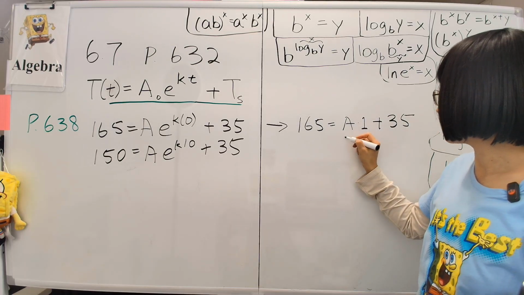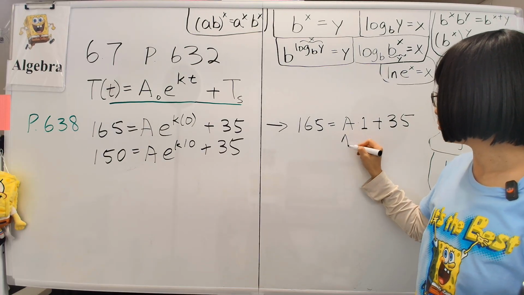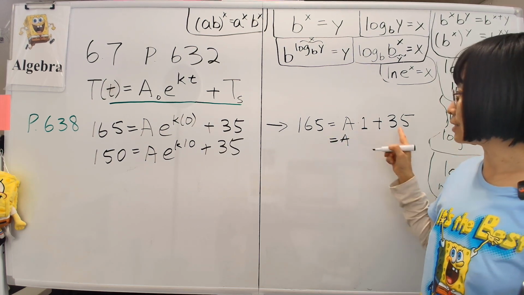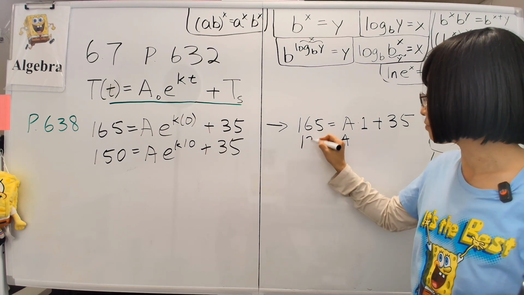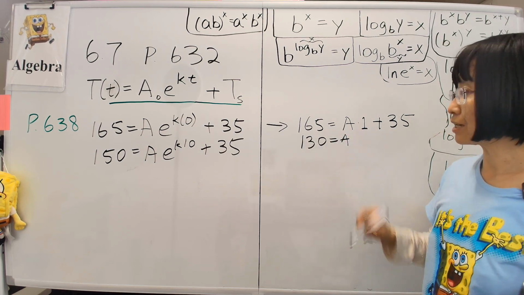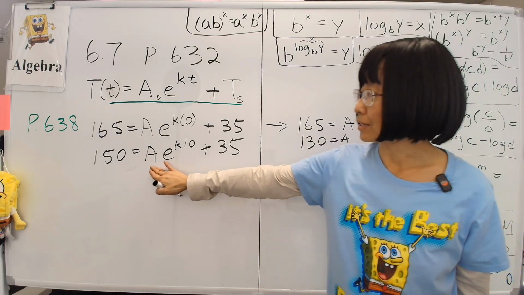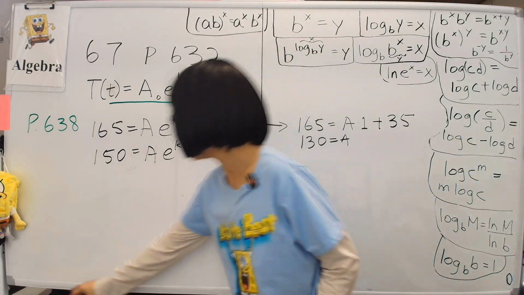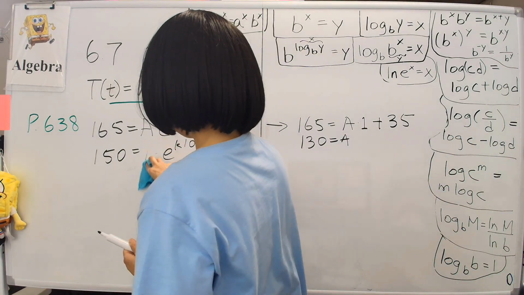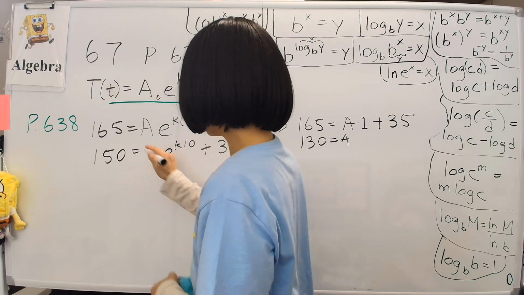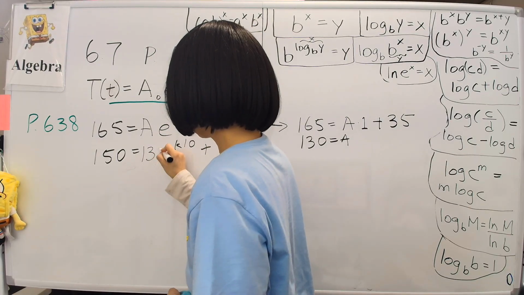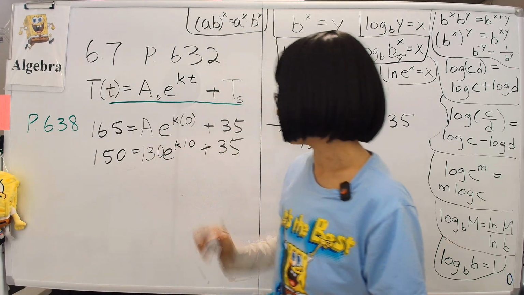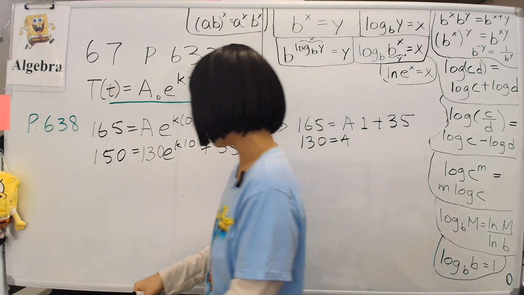From there, we can get A equal to 165 minus 35, which is 130. All right, so we got A, which we can plug in right here. In fact, I'll do it right now. Instead of A, we'll erase this and call it 130. Now, in that case, we can solve for k, which is our purpose here.